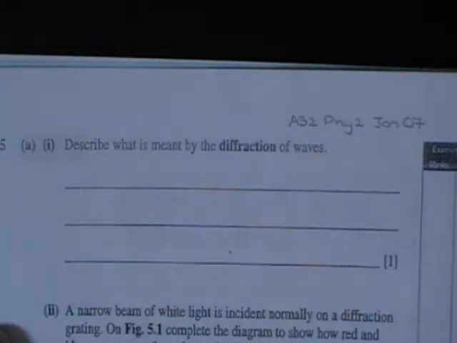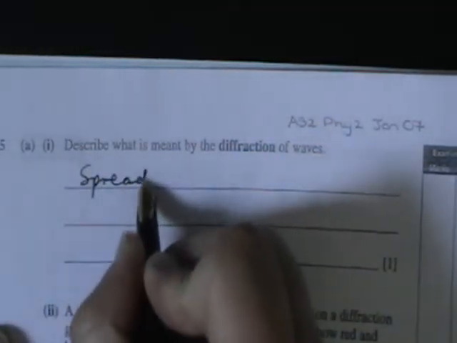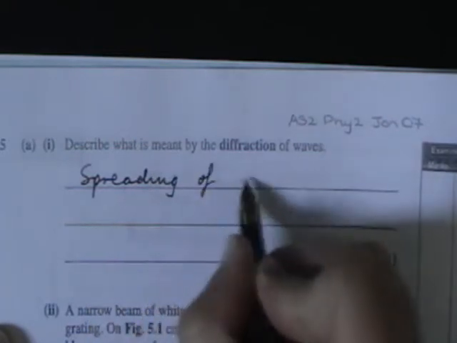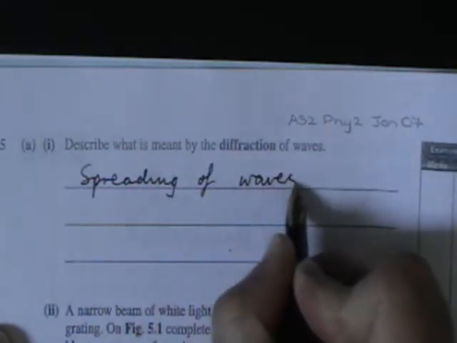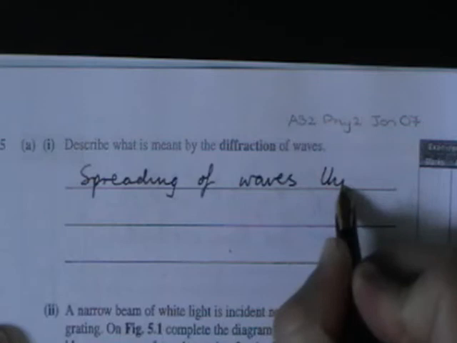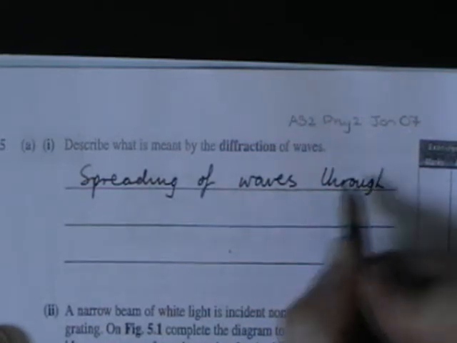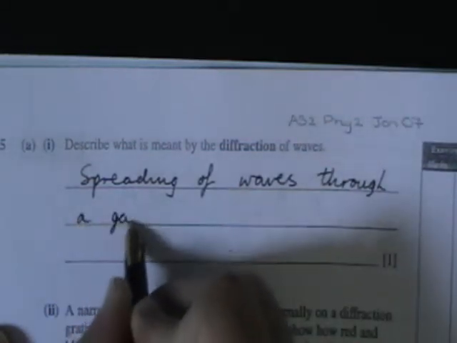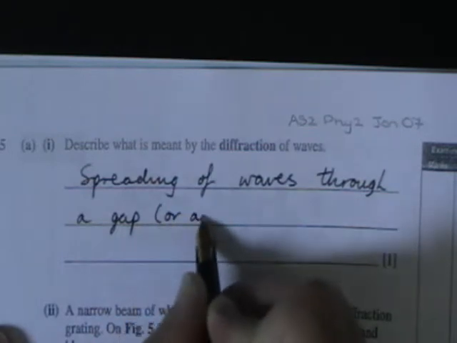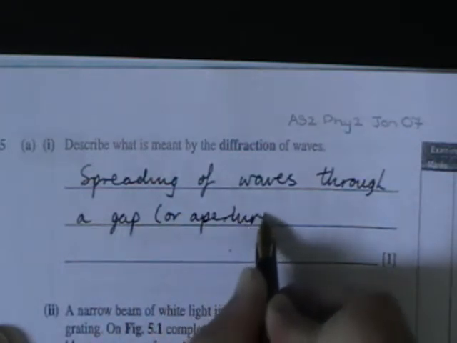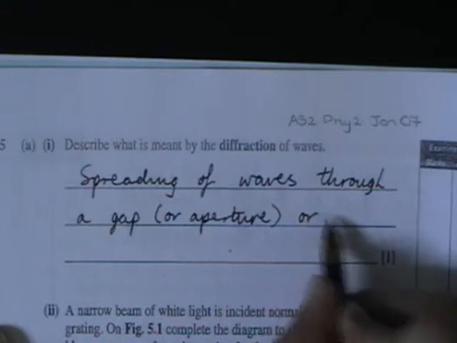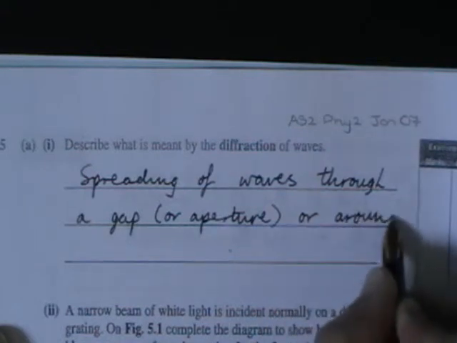This is a very, very common question, and remember, diffraction is the spreading of waves. So diffraction is the spreading of waves, but we need a little bit more than that. Spread of waves through a gap or aperture or around an obstacle.